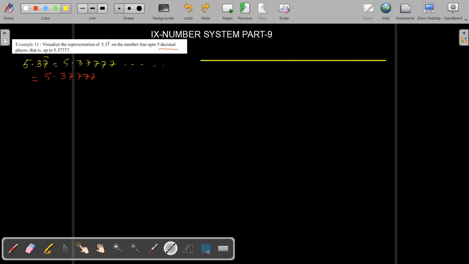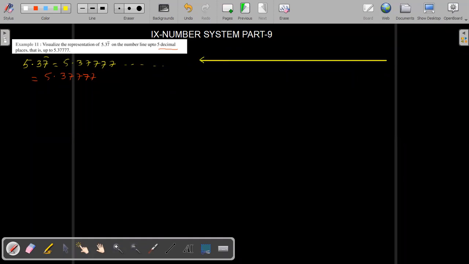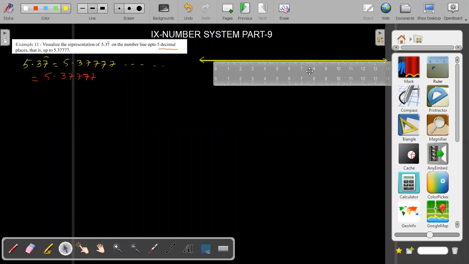So first you have to draw one straight line like this. Then you will keep your ruler to divide it. We need actually only 10 parts. We need the line divided into 10 parts, not more than 10 parts. It's enough to divide each one into 10 parts. So we will divide it into 10 parts first, and we can start.